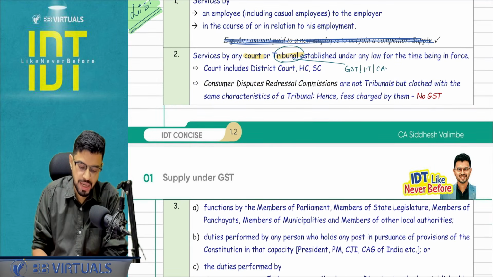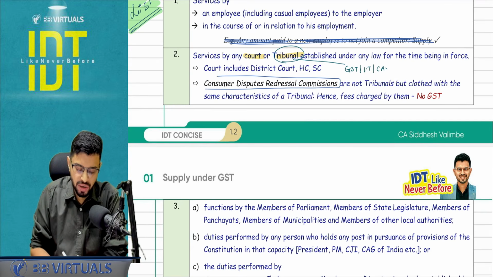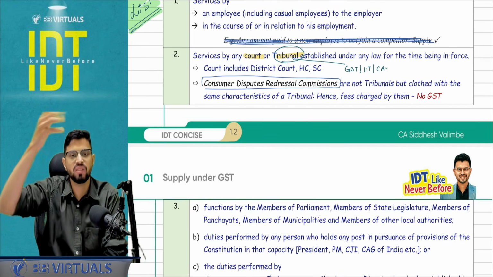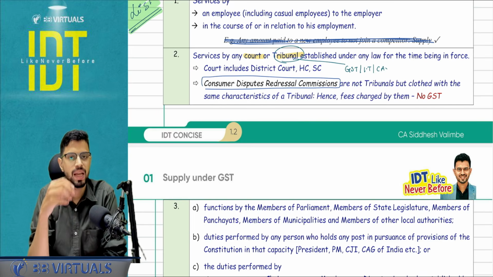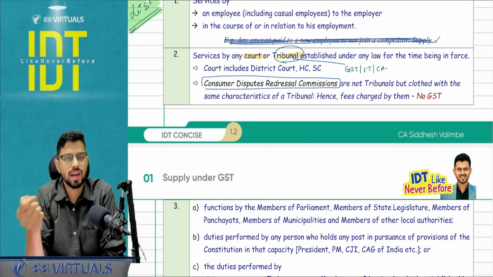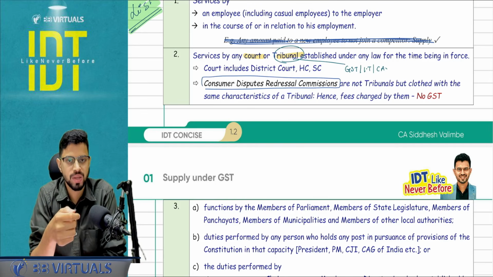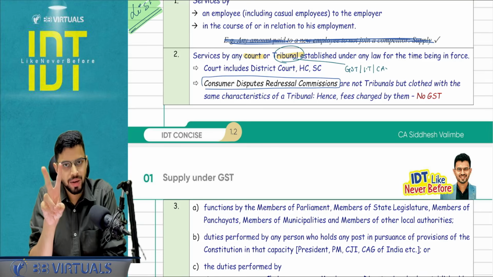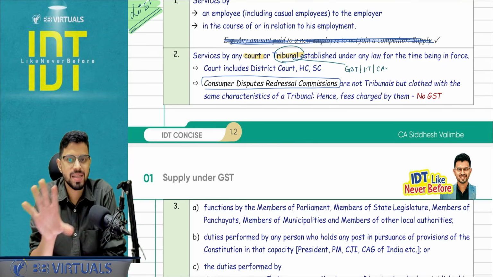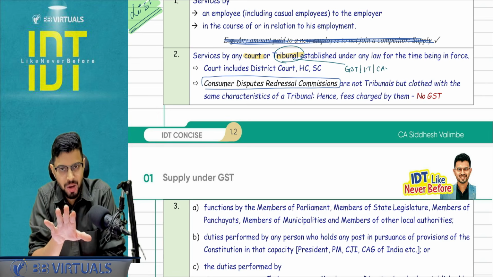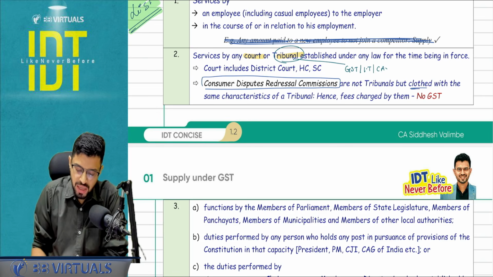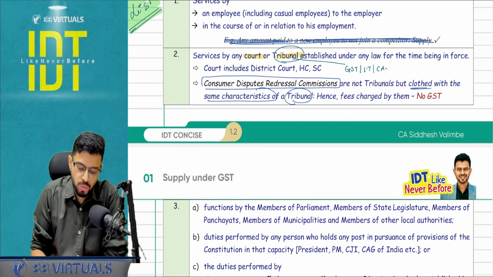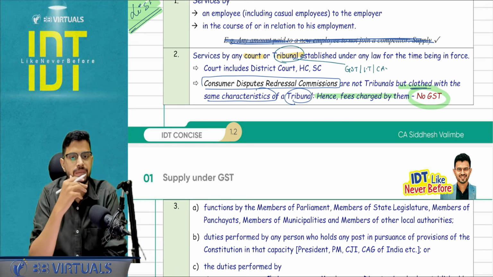Consumer Disputes Redressal Commissions. You must have heard that, for example, you are eating somewhere and there is a bad quality product, you can file a consumer complaint in these kind of commissions. They give the redressal rights. They address the grievances of the consumers against the brands. Those commissions are technically not court. They are technically not a tribunal as well, but they are working with the same characteristics of a tribunal. It was clarified by our government that they will also be considered non-supply, no GST.